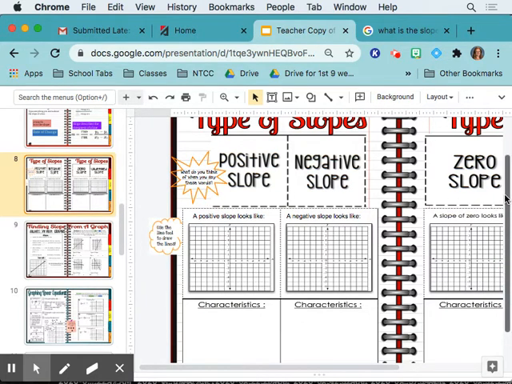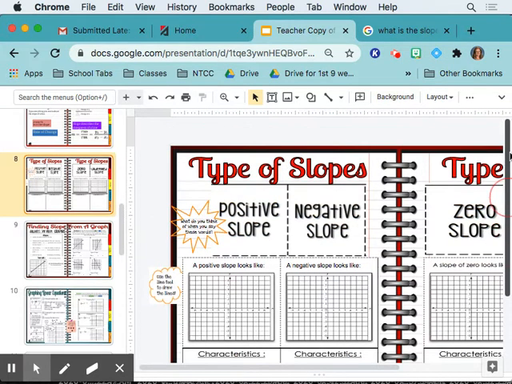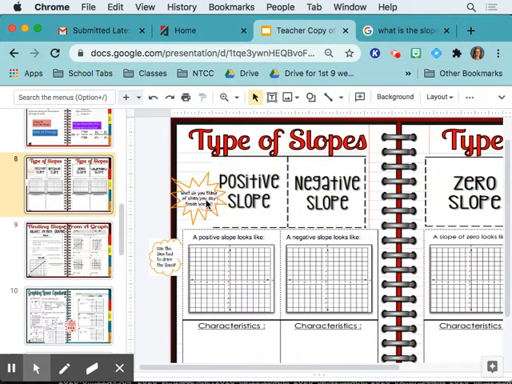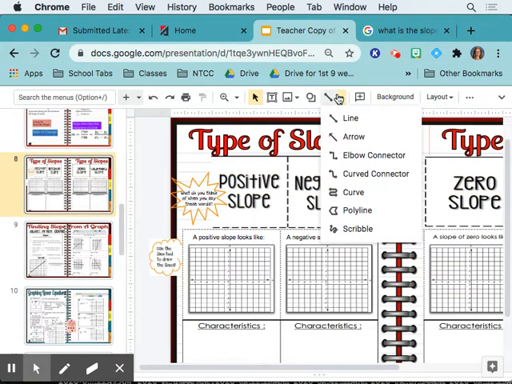Once you finish that, move on to slide 8. Types of slope. So we have positive and we have negative slope. Okay, what do you think when you say these words? Positive slope. It's going up. Going up. Okay. So we need to draw what a positive slope looks like. Use the line tool to draw it.